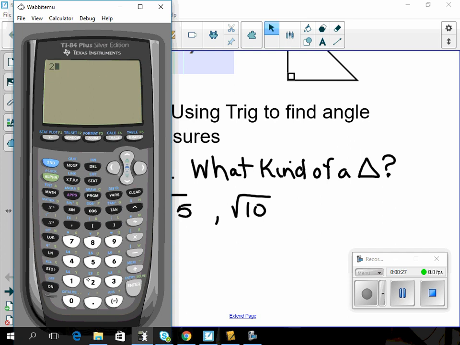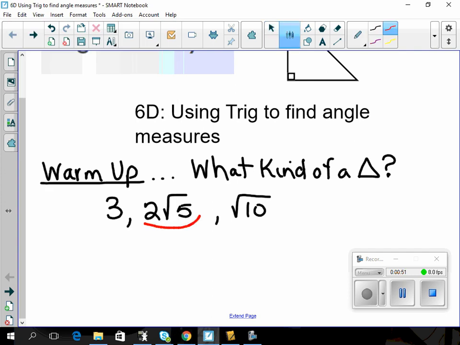So 2 square roots of 5 is actually 4.5 about. Would you agree? And then the square root of 10, if we wanted to estimate, it's a little more than the square root of 9, which is 3, so a little bit more than 3, 3.2. So 2 square roots of 5 ends up being the largest side. So in other words, this is my C, okay?